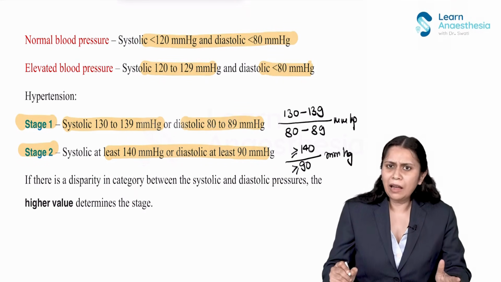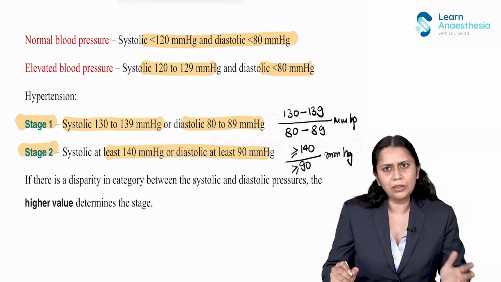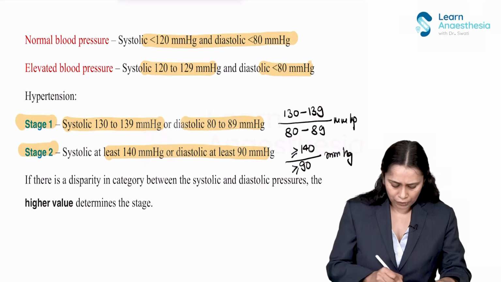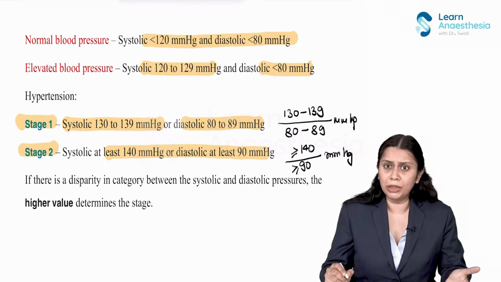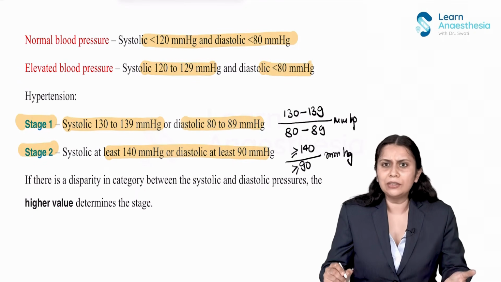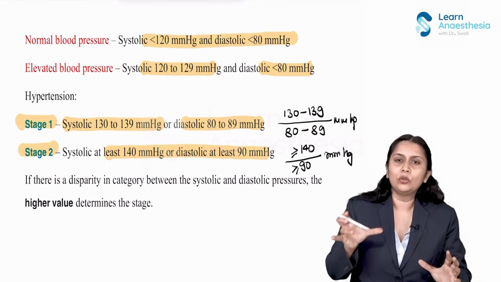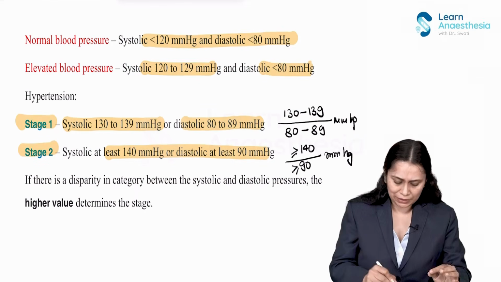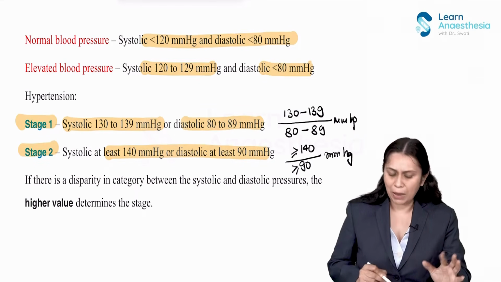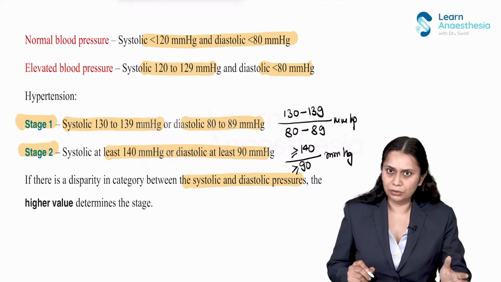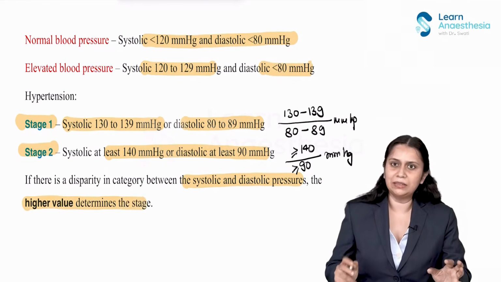We can have isolated systolic hypertension, isolated diastolic hypertension as well. Now, how do we give staging if we have isolated diastolic or isolated systolic hypertension? We see which is primarily elevated, and according to that we give the staging to the patient. What do I mean by this? If there is disparity in the category between systolic and diastolic pressure, the higher value determines the stage.